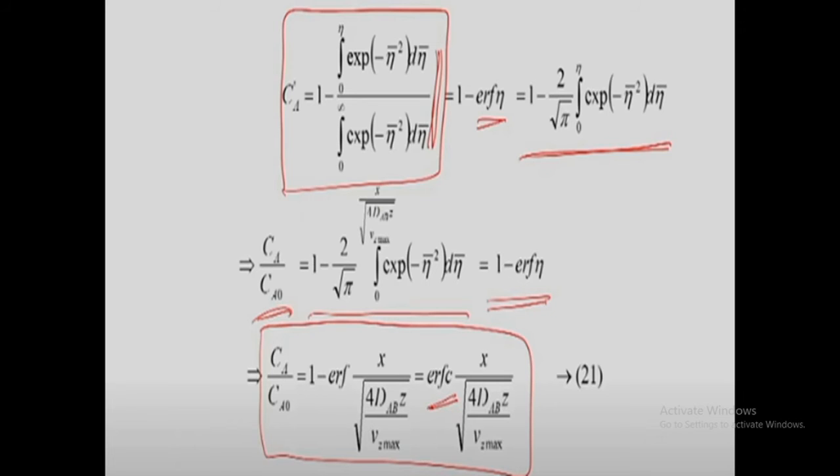So the exponential of minus eta squared d eta, what is this? This is the error function, ERF function. So this is ERF of eta. Are you clear? Okay. So here CA by CA naught is equal to 1 minus ERF of eta, where eta is x by root of 4 DAB z by Vz max. So simply write this as the ERFC of x by root of 4 DAB z by Vz max. So this is the concentration profile.